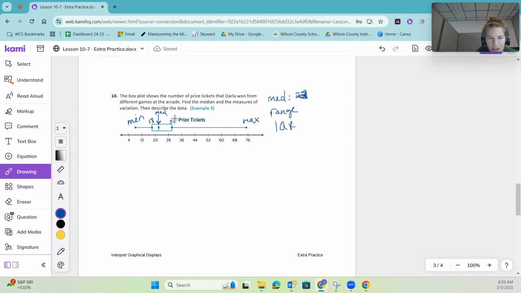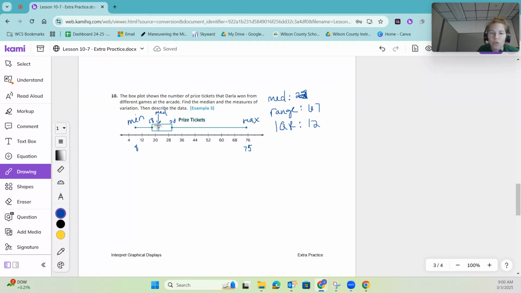So that means the interquartile range is 30 minus 18, which is 12. And the range is from 8 here at my minimum to 75 here at my maximum. It's just less than that 76 there. So I'm going to say that's at 75, which means our range here is 67. 75 minus 8 is 67. So your range is 67.